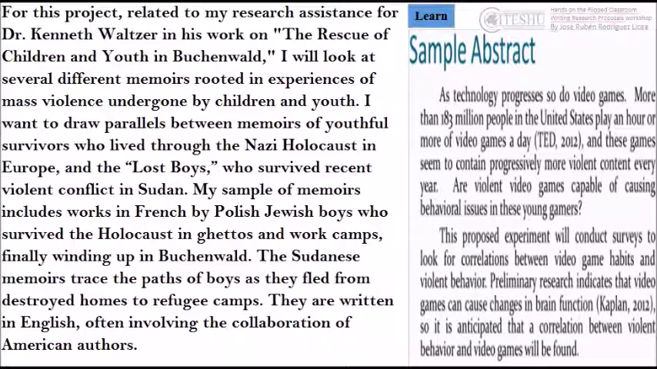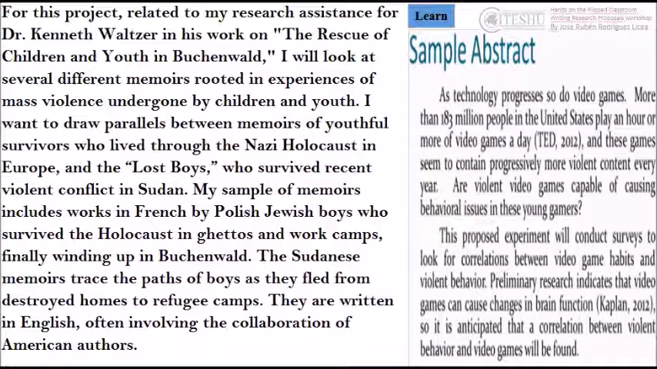For this project, related to my research assistance for Dr. Kenneth Waltzer in his work on the rescue of children and youth in Buchenwald, I will look at several different memoirs rooted in experiences of mass violence undergone by children and youth. I want to draw parallels between memoirs of youthful survivors who lived through the Nazi Holocaust in Europe, and the lost boys, who survived recent violent conflict in Sudan.